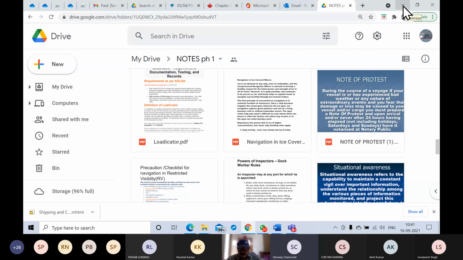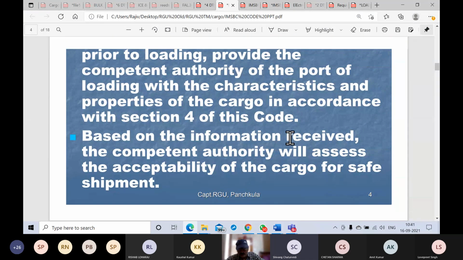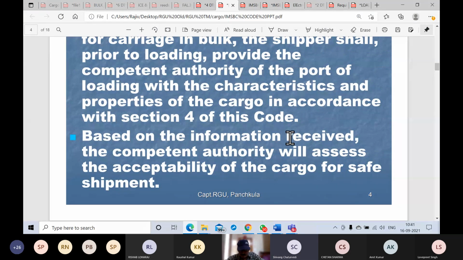Sir, has today's IMSBC also been uploaded? Not yet, not like this, not now. It will be done, but let's complete the topic first. It will be done, but not immediately. It is a request that you can hold on to it because that will take time. It will distract us. We'll do it, no problem. And if something is missed out, as usual, you can request. You can ask me. I will do it.